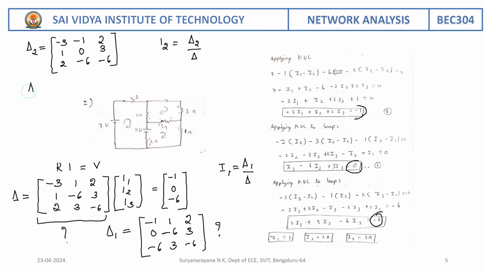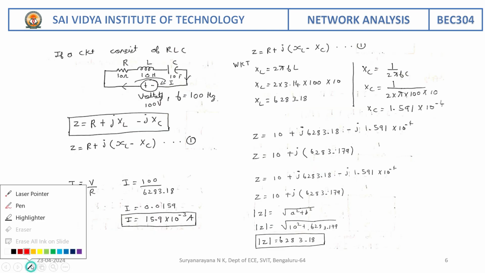So what is delta 3? So delta 3 is nothing but replace third column by minus 1, 0, minus 6, and then here retain the previous value. So second column is 1, minus 6, 3. Find the value of delta 3. So what is I3? I3 is delta 3 by delta. So on solving that, we are able to find I1 is equal to 3 ampere, I2 is equal to 2 ampere, and I3 is equal to 3 ampere. Now let us solve this problem.